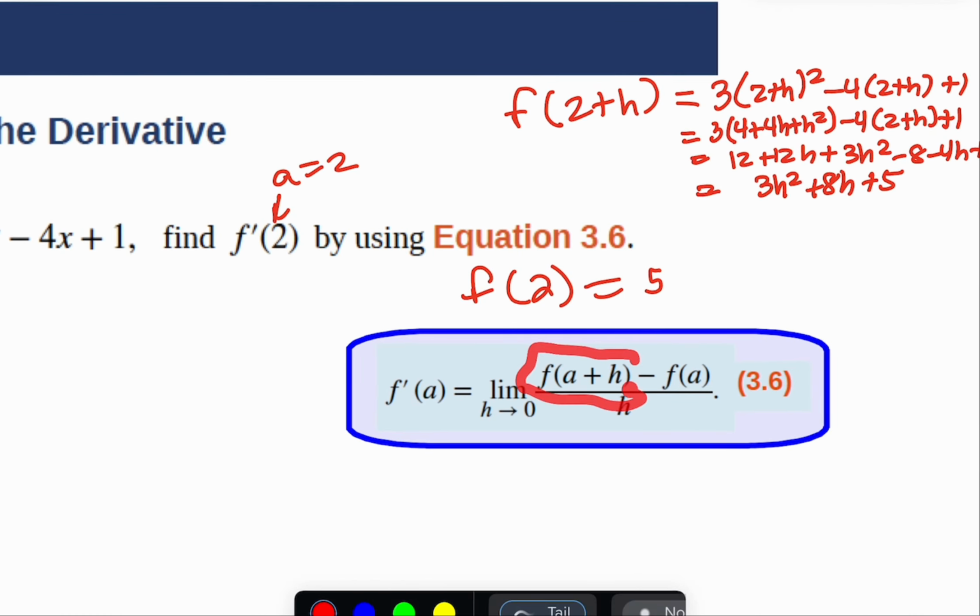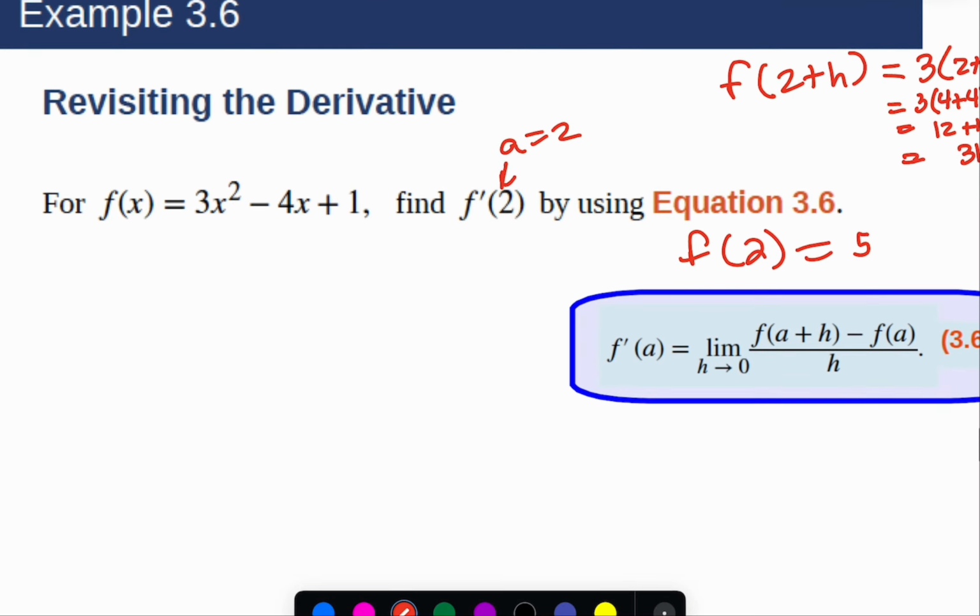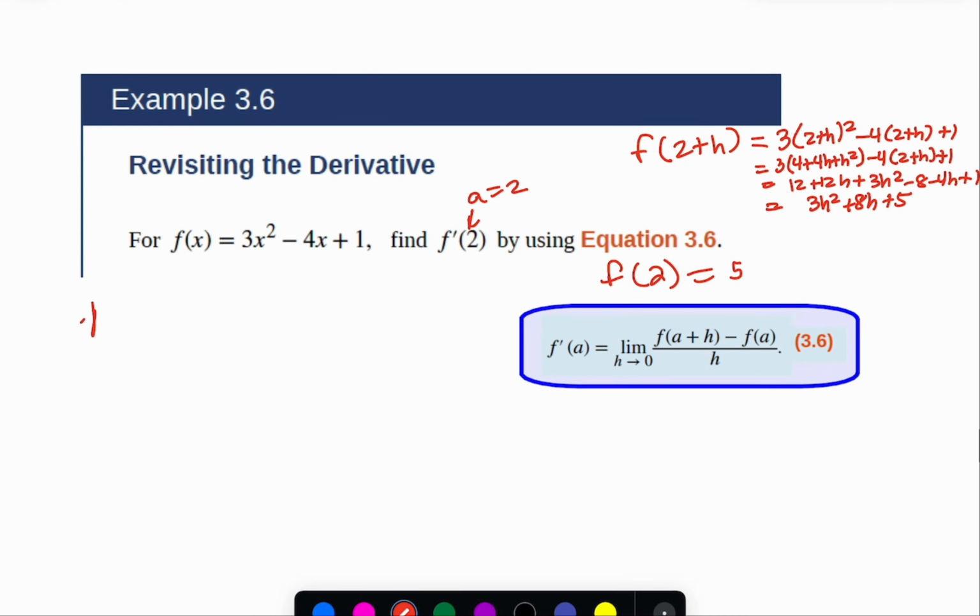Now let's stick those into the formula. So here we're going to put f of 2 plus h minus f of 2 right there. Watch what happens. So the derivative at 2 is the limit as h approaches 0 of f of a plus h, which is just 3h squared plus 8h plus 5, minus f of 2, which we found to be 5, all over h.